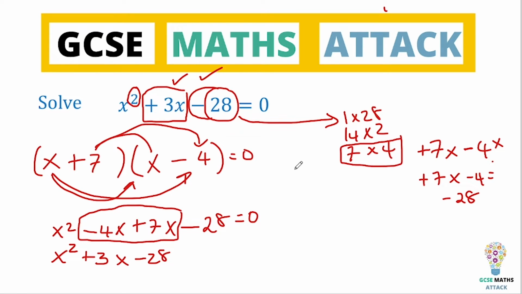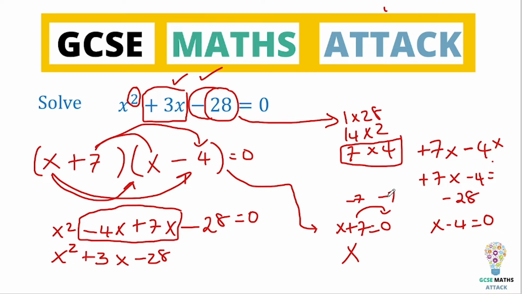Now we're asked to solve. I'm going to take both of the brackets and rewrite them. Since it's equal to 0, you do them separately. You have x plus 7 equal to 0, and x minus 4, which is also equal to 0. Now you need to work out the x values. If I take the 7 to the other side, I minus 7 on both sides and I'm left with minus 7. I plus 4 on both sides to give me x, and x will be 4. So I have two solutions: x can equal minus 7 or x can equal 4.